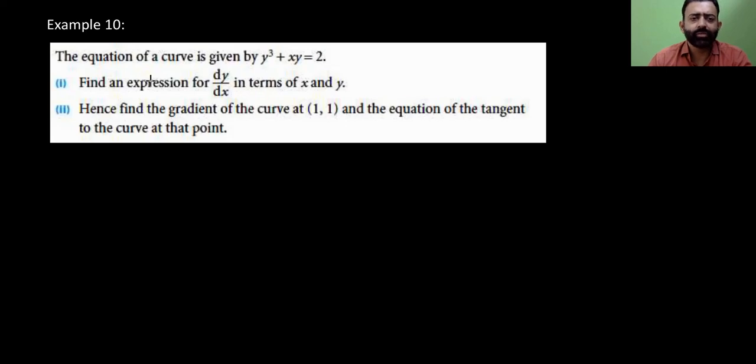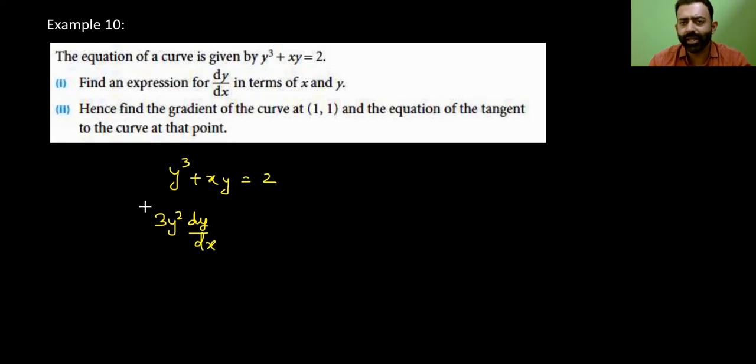It says that you have an equation of a curve which is given by y cube plus xy is equal to 2. Find an expression for dy by dx in terms of x and y, right? So as you can see, this is our implicit function. You cannot separate x and y. So just quickly differentiate this with respect to x. So this is 3y square dy by dx.